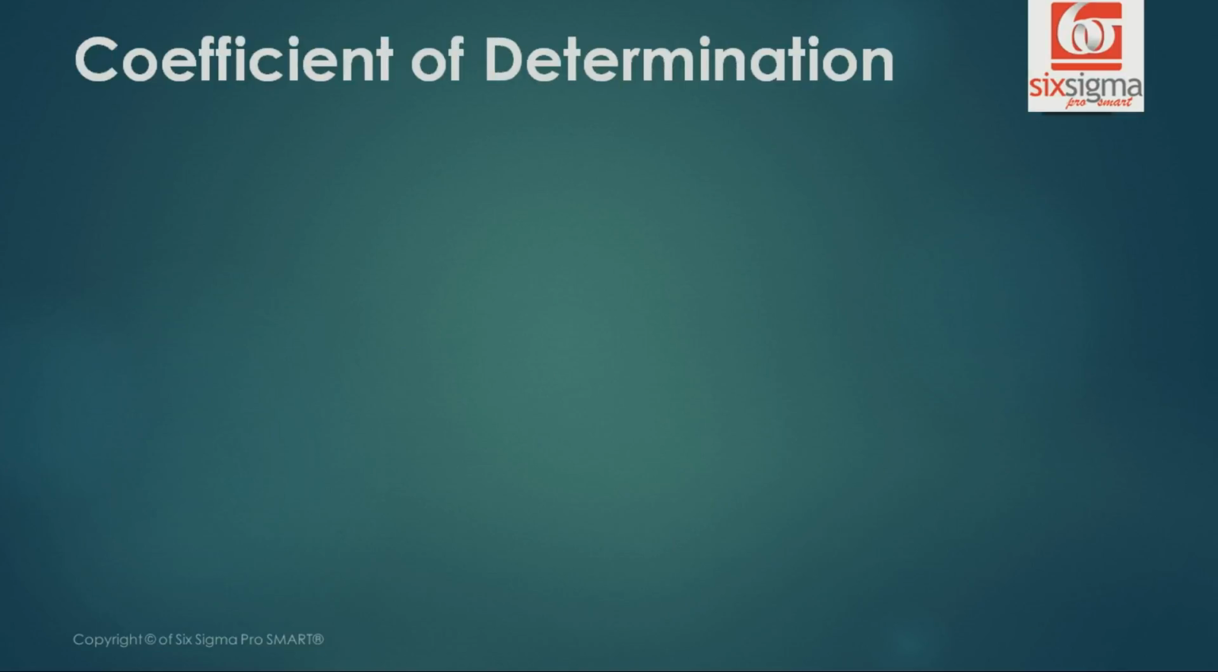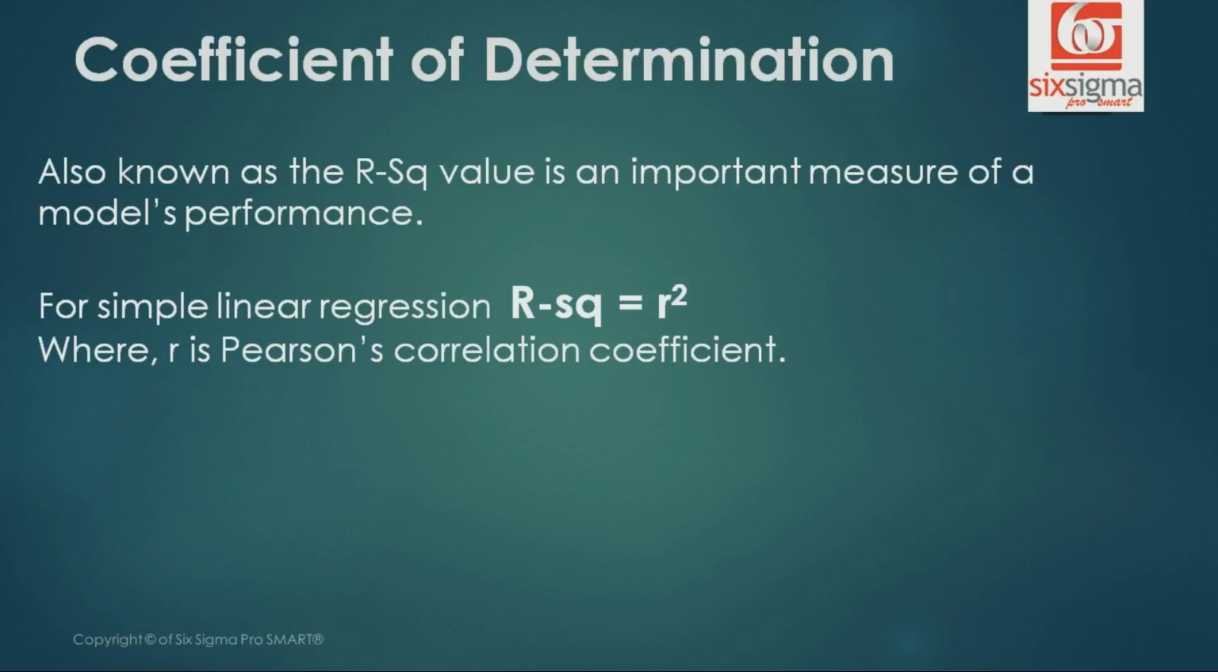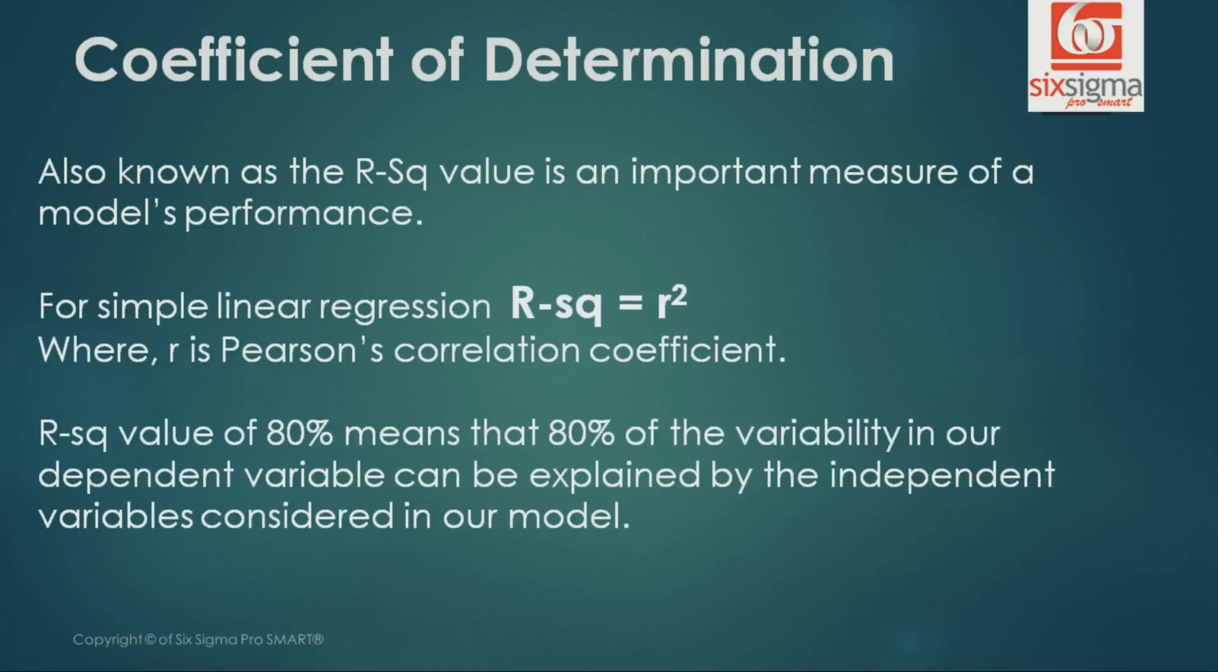Let's move on to some discussion around a few terms which are important to understand. Coefficient of determination, also known as the R-square value, is an important measure of a model's performance. For a simple linear regression, this R-square is nothing but the square of the Pearson's correlation coefficient. The calculation, of course, becomes a little complicated as you move to multiple linear regression. Let's understand its interpretation. An R-square value of 80% means that 80% of the variability in our dependent variable, that is the outcome of interest or the y value, can be explained by the independent variables considered in our model.